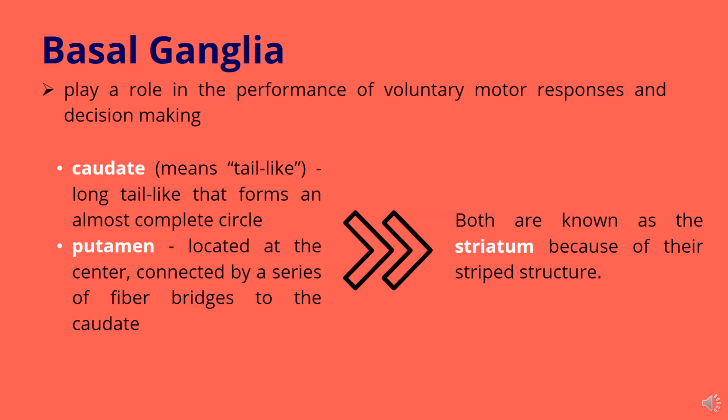The basal ganglia play a role in the performance of voluntary motor responses and decision-making. It also starts in the amygdala, which is considered part of both systems. Sweeping out of each amygdala first in a posterior direction, and then in an anterior direction, is the long tail-like caudate. Each caudate forms an almost complete circle. In its center, connected to it by a series of fiber bridges, is the putamen. Together, the caudate and the putamen, which both have a striped appearance, are known as the striatum, or the striped structure.